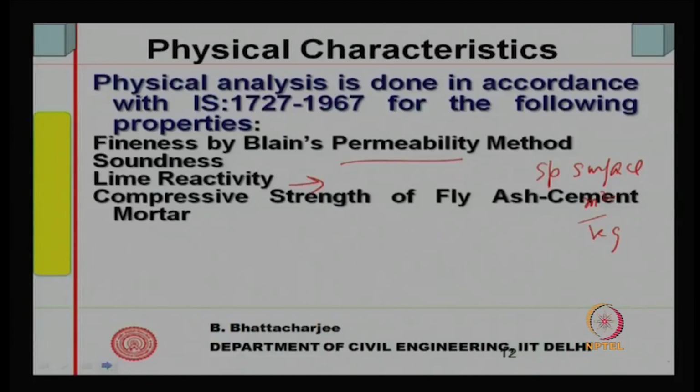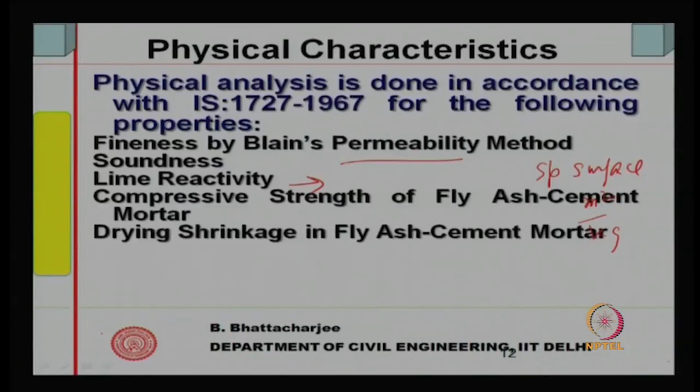A specified strength of the cube is given, and that is what we call the lime reactivity value. It is expressed in MPa, and if you get the minimum specified strength, you can use it in either cement or concrete, etcetera. So, this is called the lime reactivity test. Then we have the compressive strength of fly ash cement mortar, a similar test, but this time we have cement and fly ash in standard proportion in a cement mortar. Then drying shrinkage of fly ash cement mortar, not very important or common.